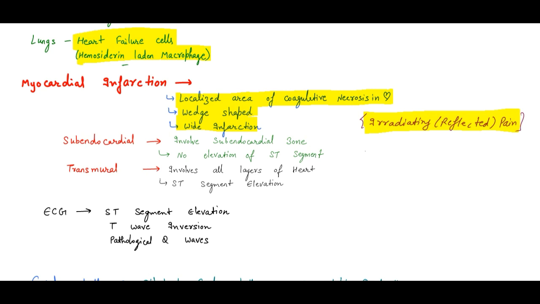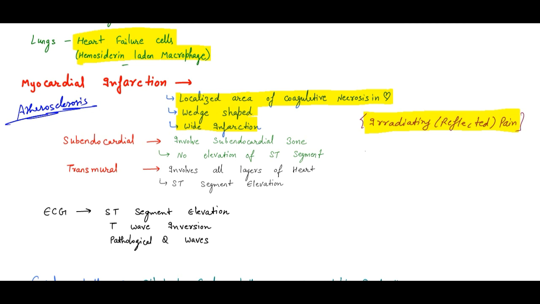What is the cause of myocardial infarction? That is atherosclerosis, due to a localized area of coagulative necrosis, deposition of cholesterol, or plaque formation. Now remember the myocardial infarction.